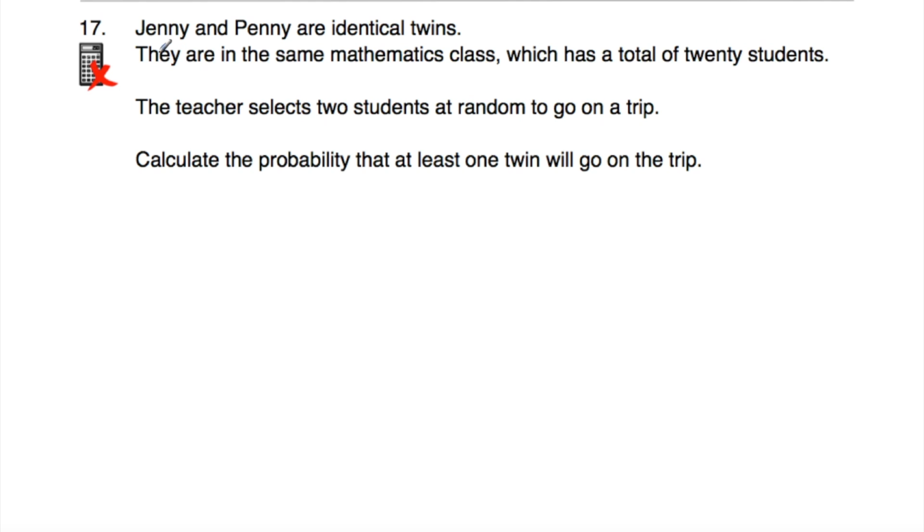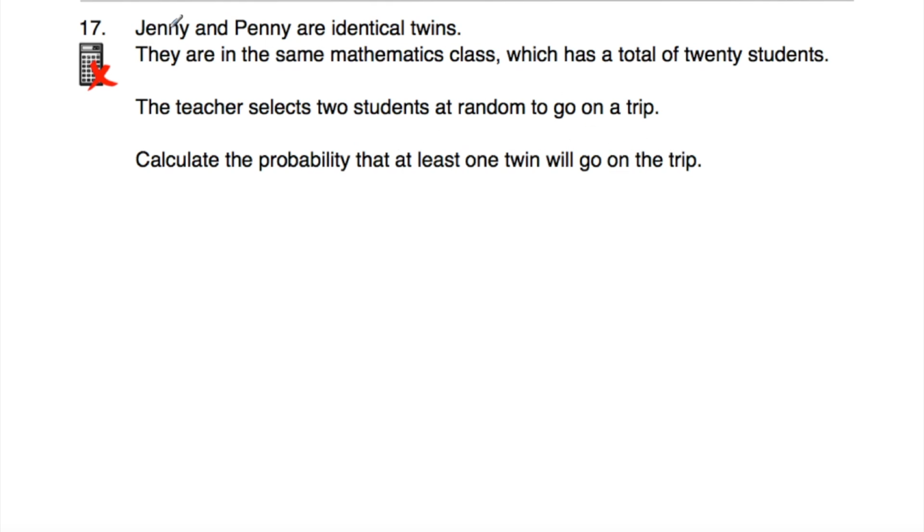Okay, let's have a look at our next question, question number 17. It says, Jenny and Penny are identical twins, and they're in the same mathematics class, which is a total of 20 students. So there's Jenny, Penny, and 18 other students. And the teacher's going to select 2 students at random to go on a trip. So the teacher's going to pick 2 of the students at random to go on a trip. And we've been asked to calculate the probability that at least one twin goes on the trip.